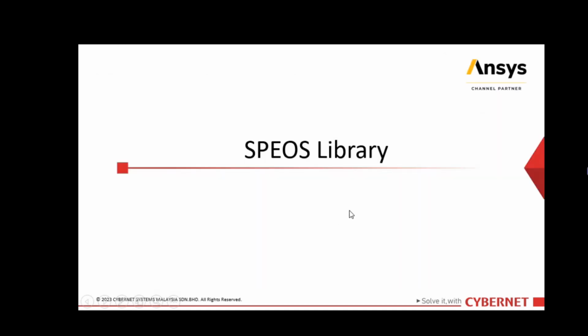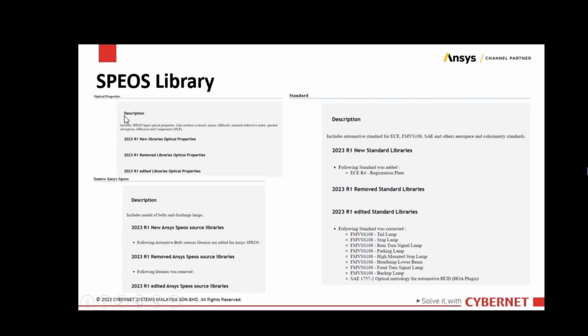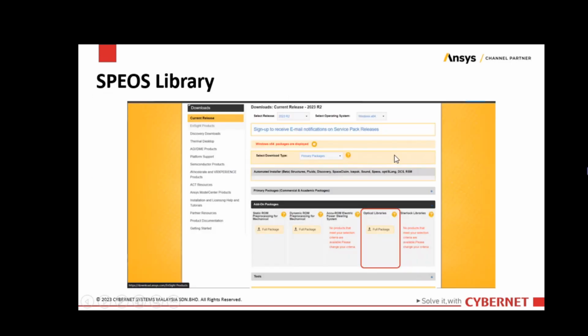So last is the SPEOS library. Our library will cover the light source, the standard, and also the optical properties like the material library. Here is the standard. And here is the download center, where on this page you can download the add-on package and the optical library.